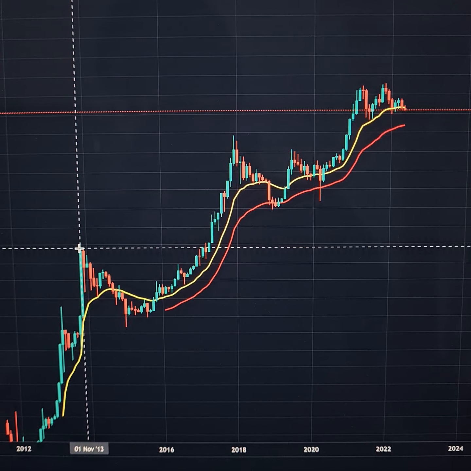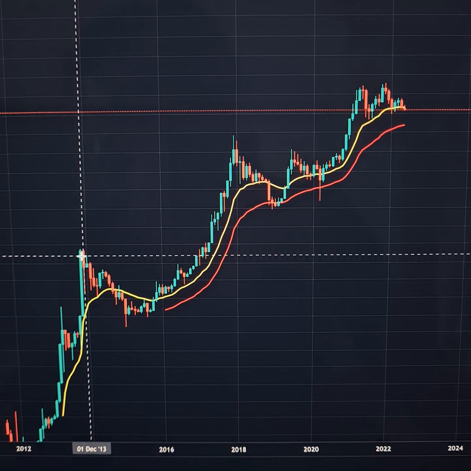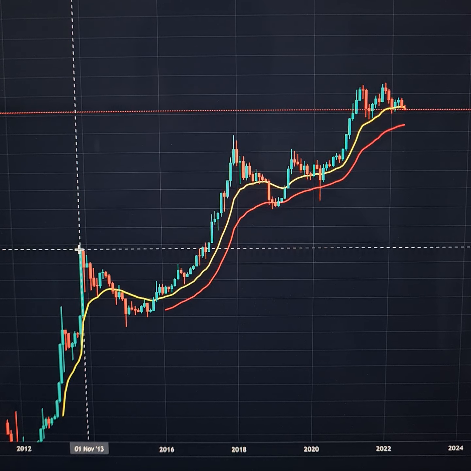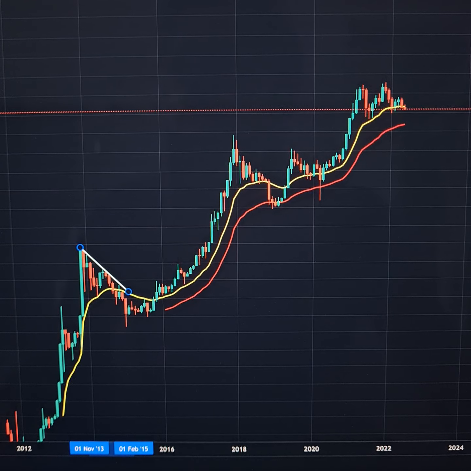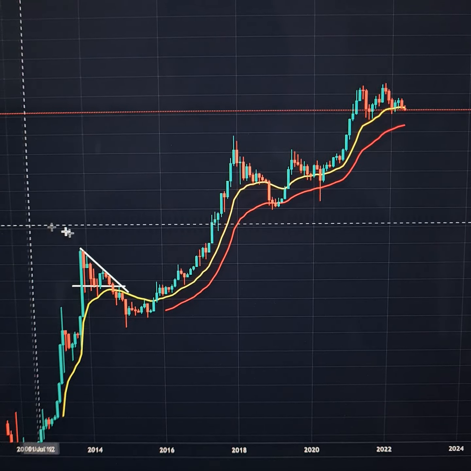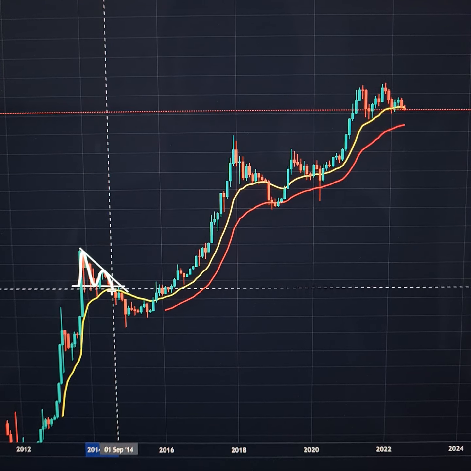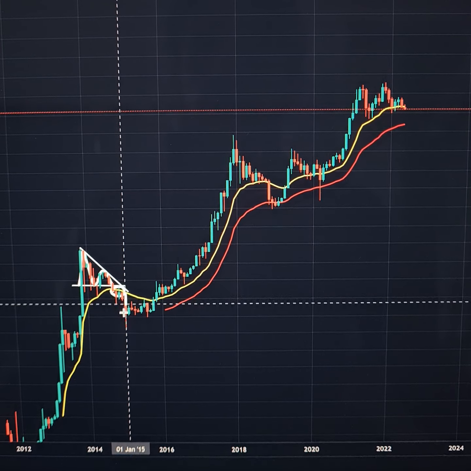So this is the 2013 bull market top. Bitcoin had this massive bull market and met a blow off top at a price of around $1,200. Then it entered the bear. What gave us confirmation of the bear market was that we started forming this triangle pattern, a high, a lower high, and then we lost support of this 20 EMA, this yellow line, and crashed.